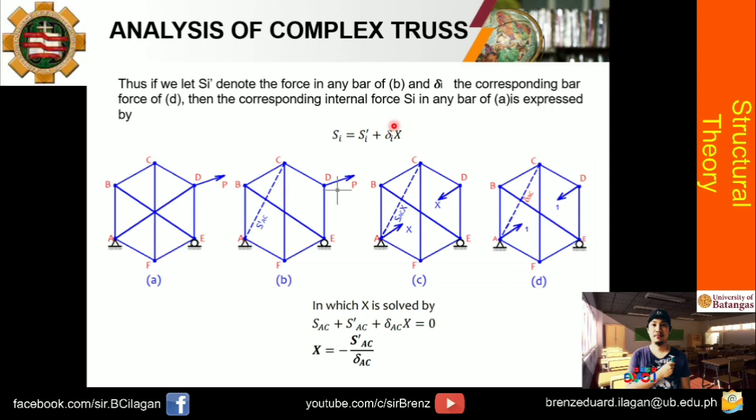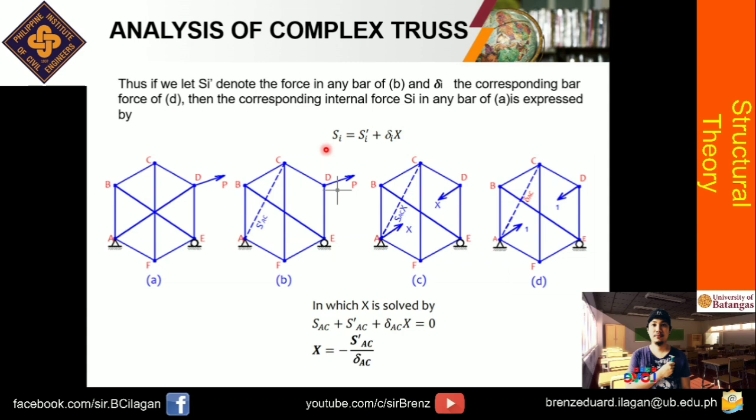Ngayon, i-apply mo lang tong equation na to. Kasi, yung value ng SI niya, considering yung AC, is equals to 0. Kasi wala naman talaga siya sa original diagram mo. So, if this is 0, therefore, makakakuha ka ng value ng X. So, yung X na yan, that will be equals lang sa negative ng SI prime over the delta.